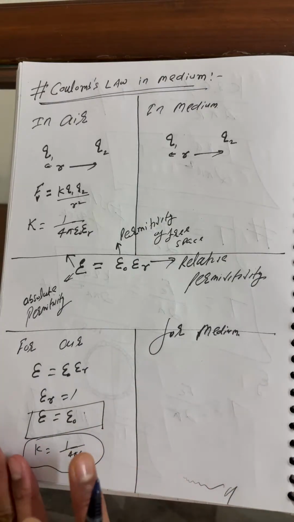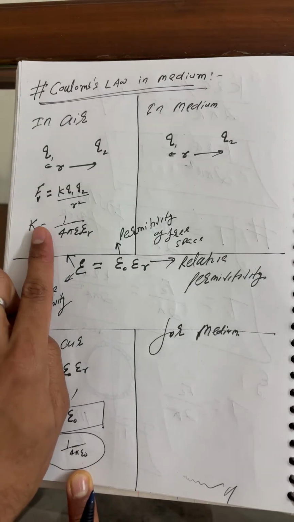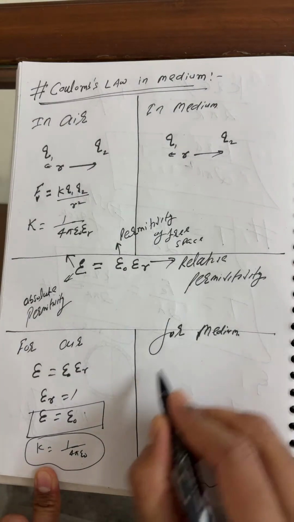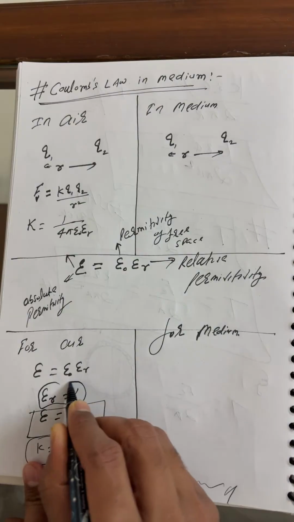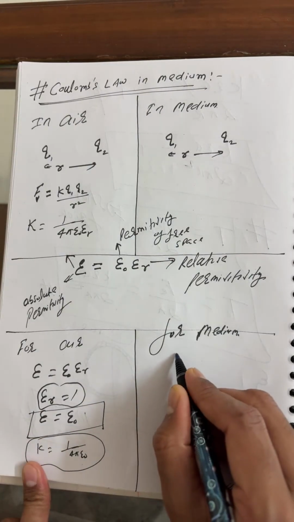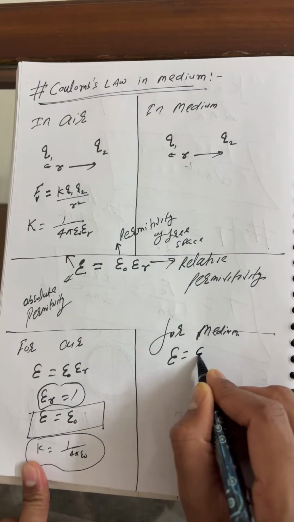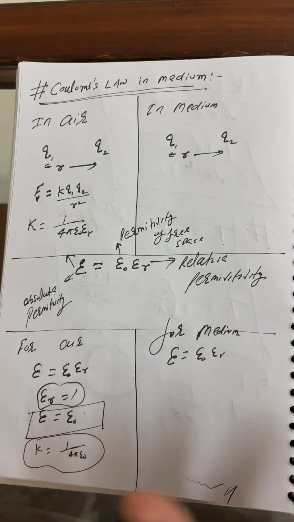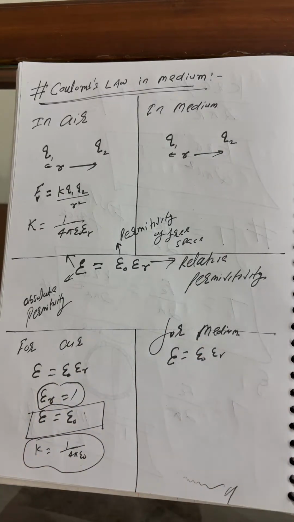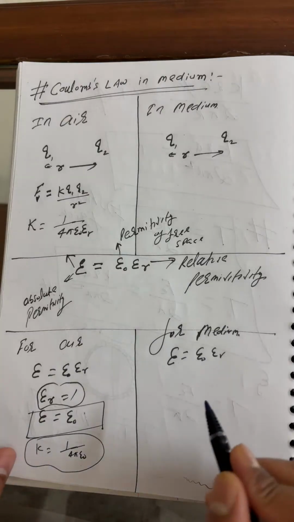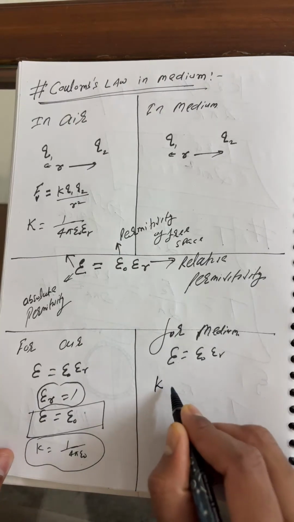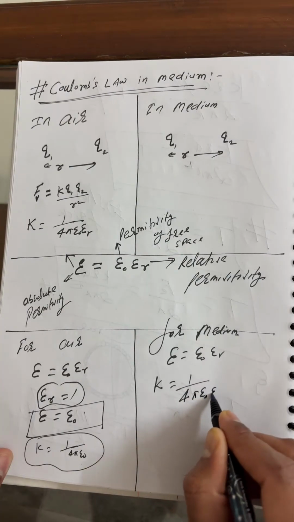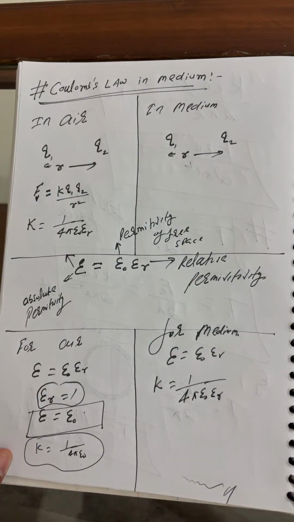Beta, have a look here. I explain, my dear, for air, because yesterday I used it multiple times. This is 1 by 4 pi epsilon naught only. For medium, what I said, epsilon r is equal to 1 for air. Right, my dear? Here again epsilon is epsilon naught into epsilon r. Here epsilon r is always greater than 1 for medium. So here you can write k is equal to, for medium, 1 by 4 pi epsilon naught into epsilon r, right?